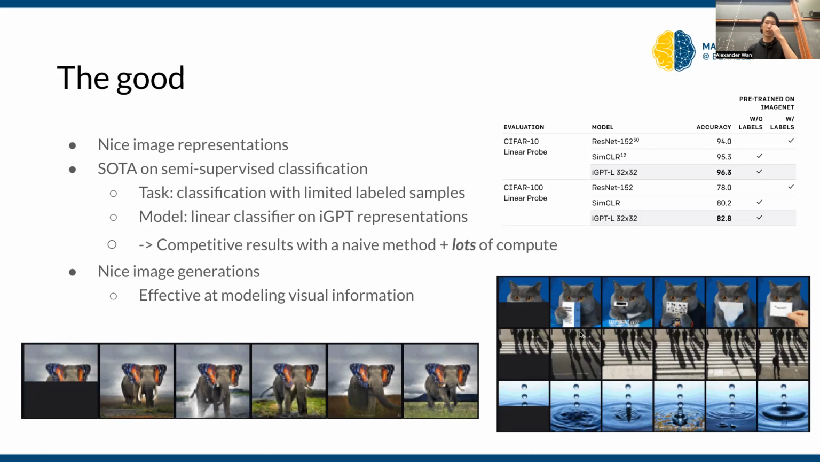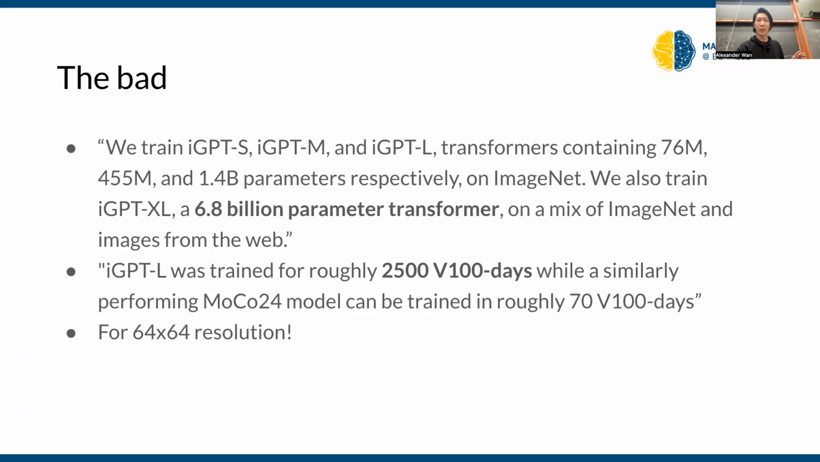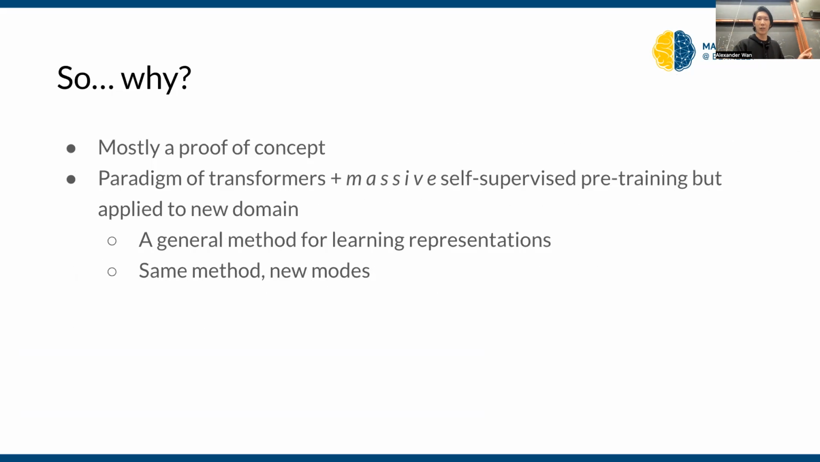So yeah, I think this is what caught people's attention with this model and transformers applied to images. So the bad is that it takes a ton of compute, right? They trained a 6.8 billion parameter transformer, and it was trained for 2,500 V100 days. V100 is a type of GPU, and essentially they used a ton of compute. And the transformer is only able to work on images with 64 by 64 resolution, right? So that's pretty bad. So what's the point of this?